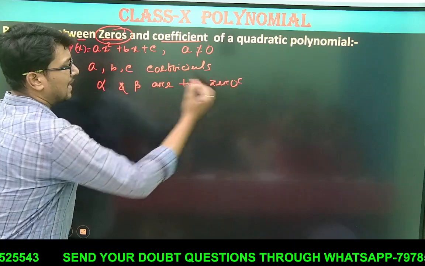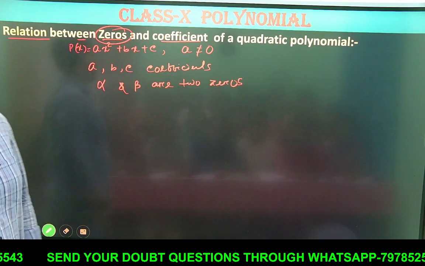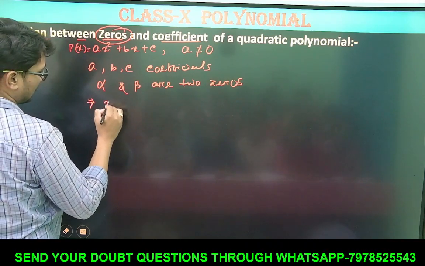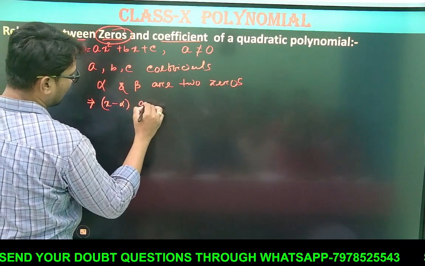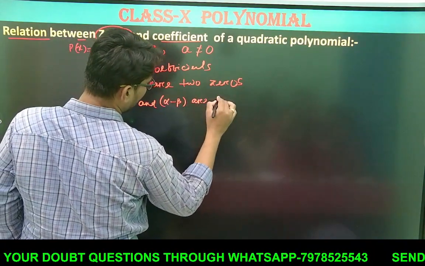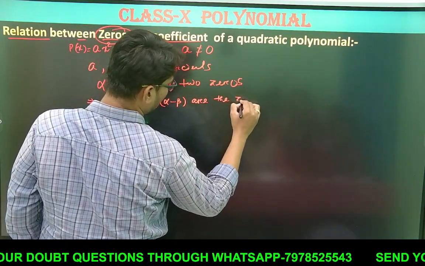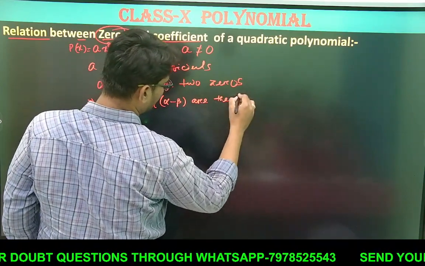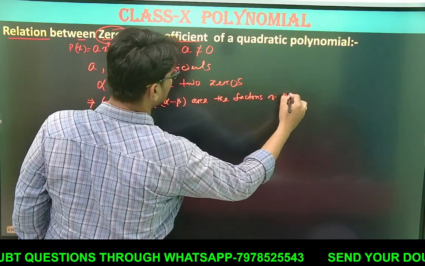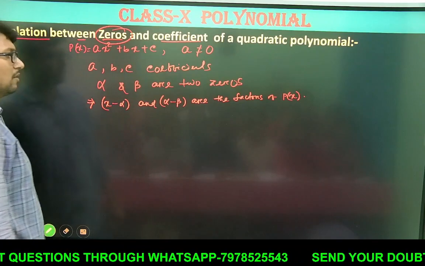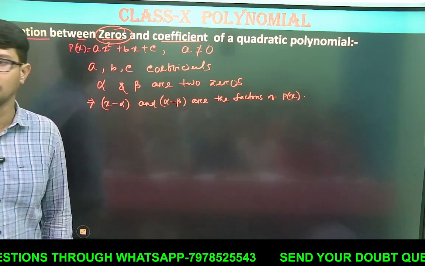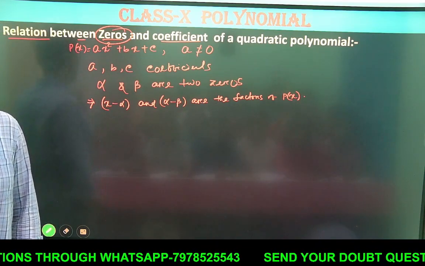So now tell me, what are the factors? Which implies x minus alpha and x minus beta are the factors of p of x. Am I clear, children? X minus alpha and x minus beta are the factors of p of x. Everybody clear? Any doubt now?